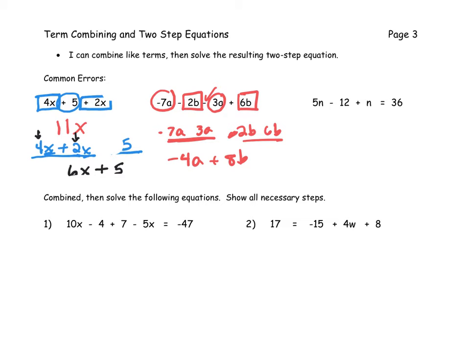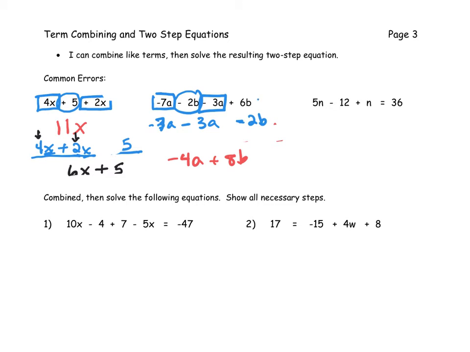So what we want to do instead is make sure that we gather up those signs along with it. So I would again start with my negative 7a, and I have to acknowledge that negative 3a or minus 3a. So I'd have negative 7a minus 3a, or plus a negative 3a if you prefer to do it that way. And then I'm going to gather up my b's. It's a negative or minus 2b, and a positive or plus 6b.